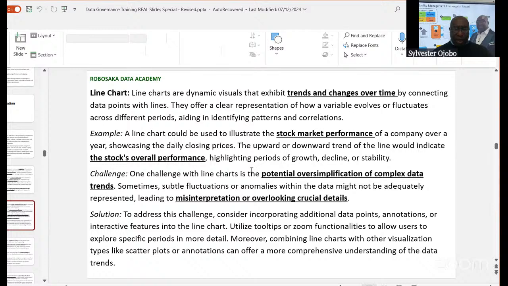What are the solutions to such? You have to address this challenge by incorporating additional data points. That means you can have annotations. Annotations give a summary of the detail of what has occurred in between the points, or you can add interactive features to the line graph. So as you use your mouse to go through each point in between two points, maybe there are details hidden in the line that you might not know. Those things can be incorporated in it.